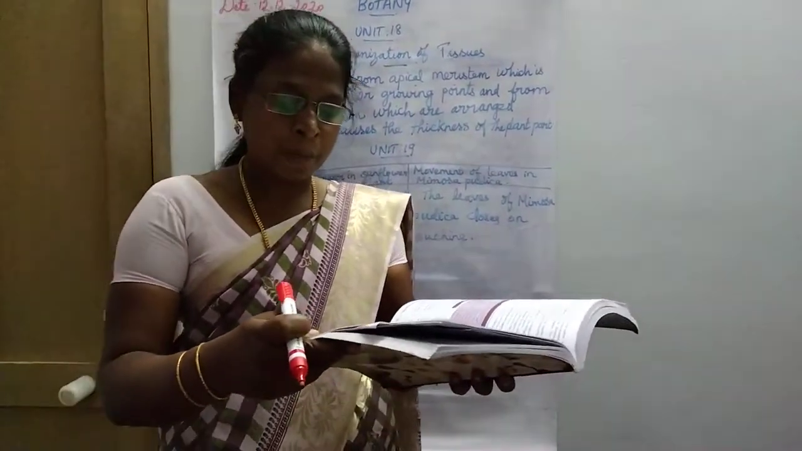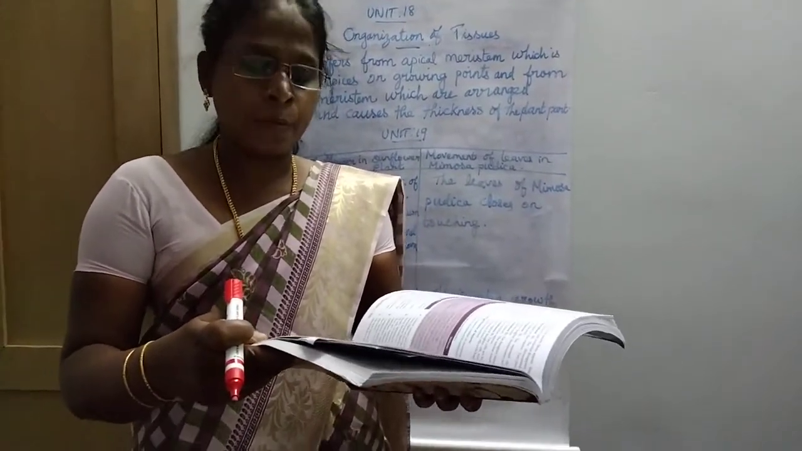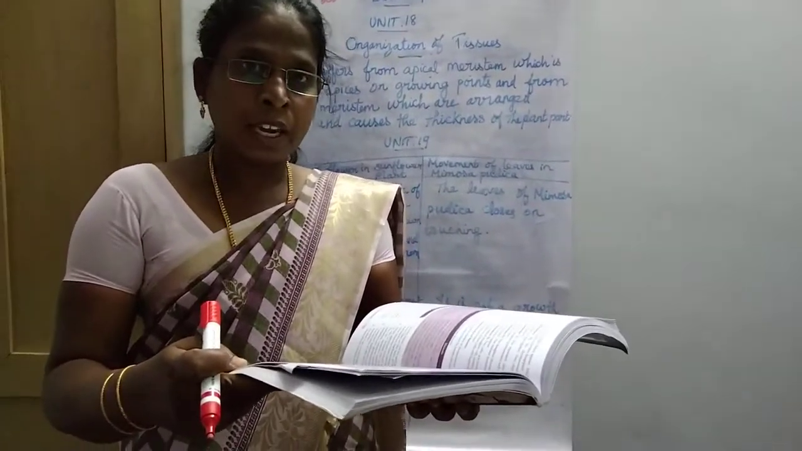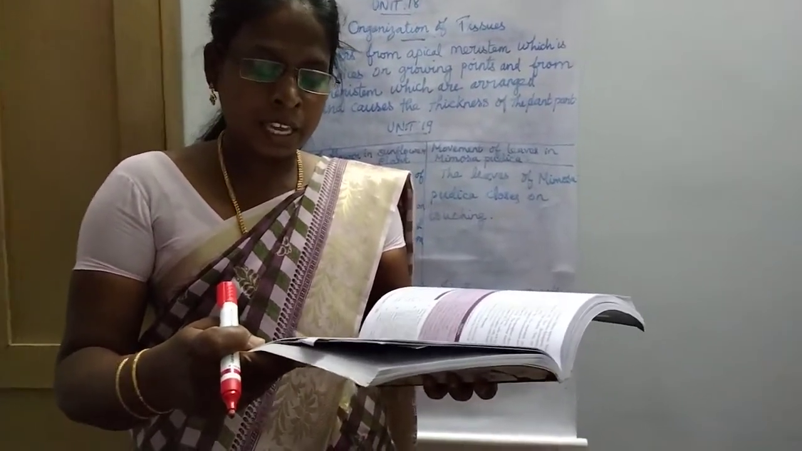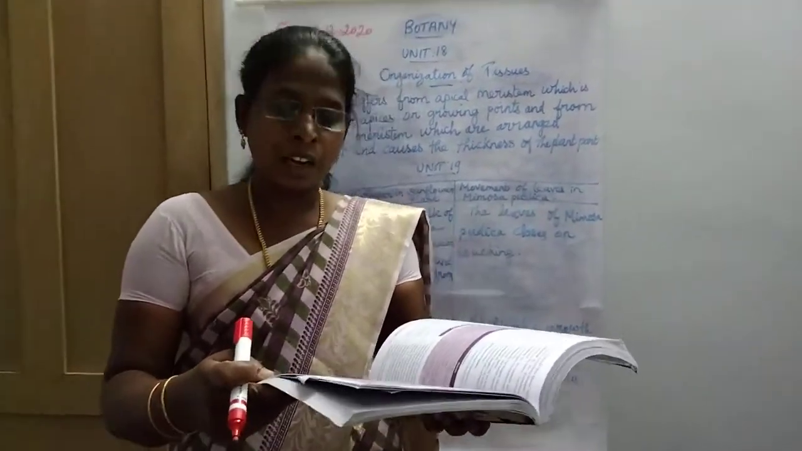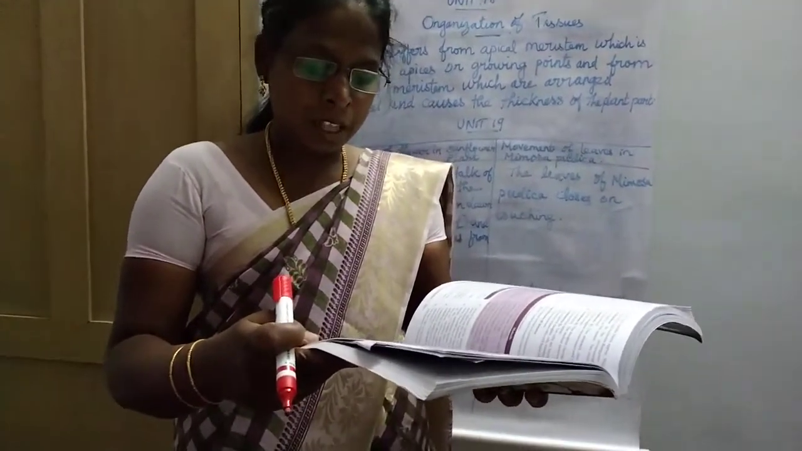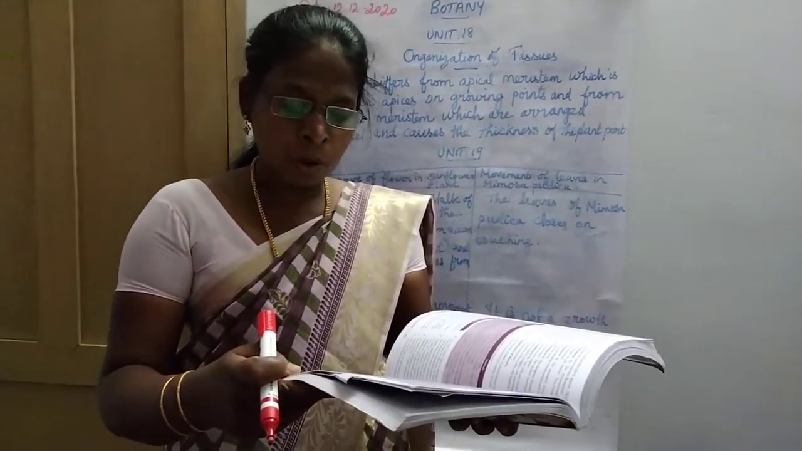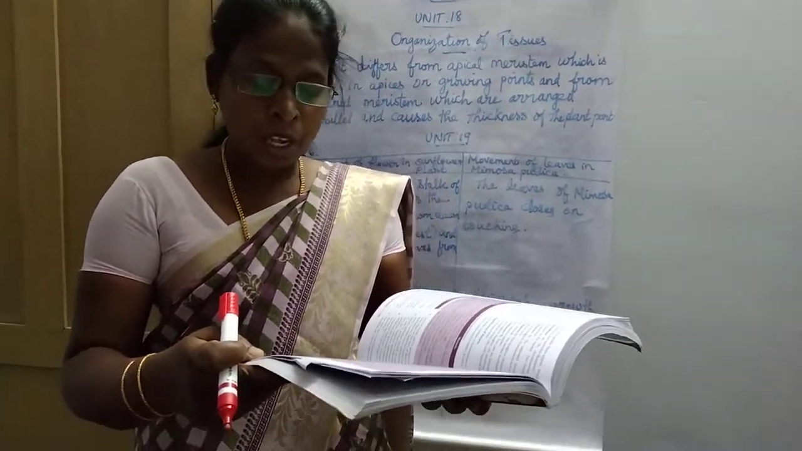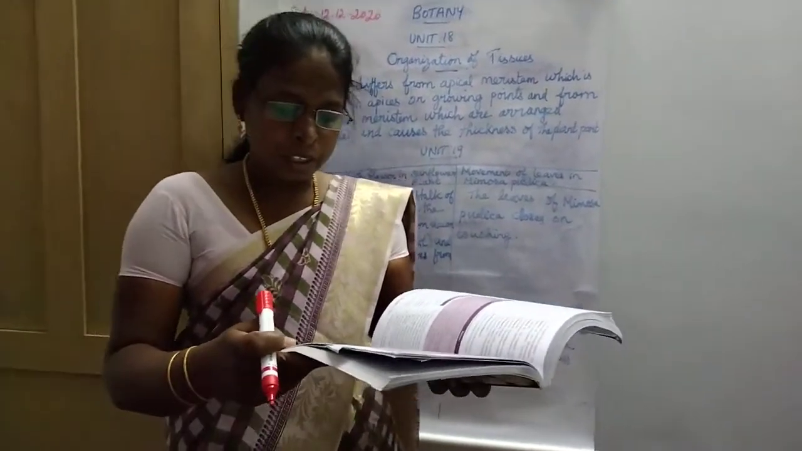Then Roman letter 3, fill in the blanks. Dash tissues provide mechanical support to organs. You can write collenchyma. The spelling is C-O-L-L-E-N-C-H-Y-M-A. Then the second question, parenchyma, collenchyma, sclerenchyma are dash type of tissues. Simple, S-I-M-P-L-E, simple.